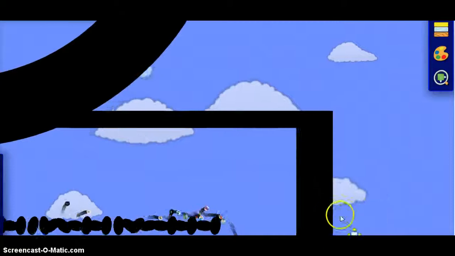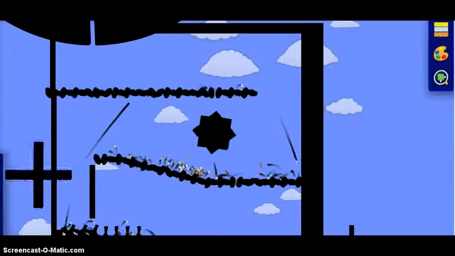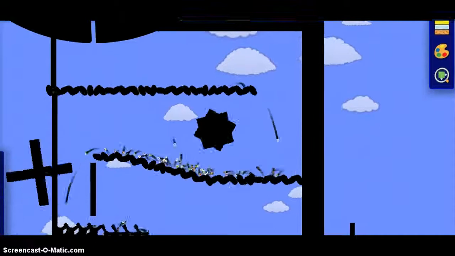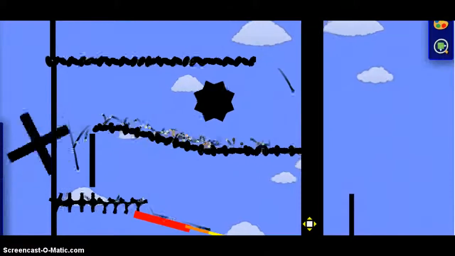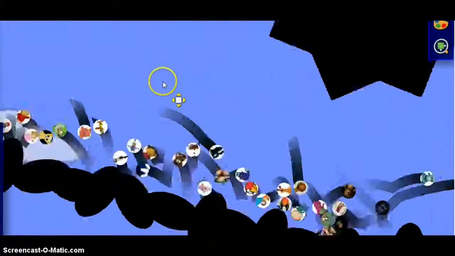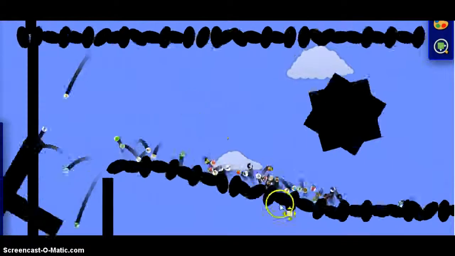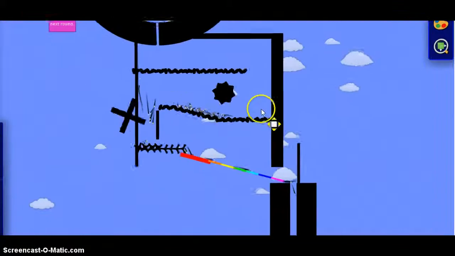Whoa. Most of the marbles are still there, except for those few that stand out a lot.